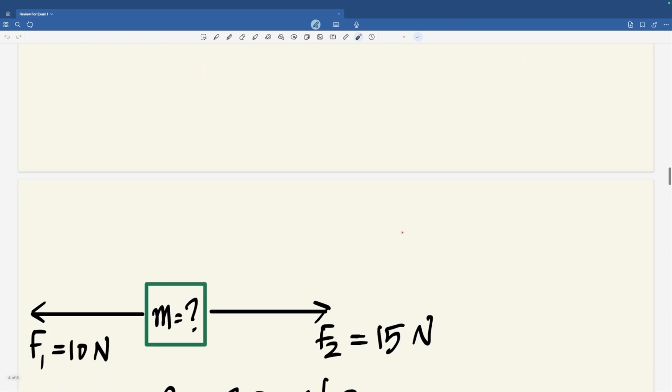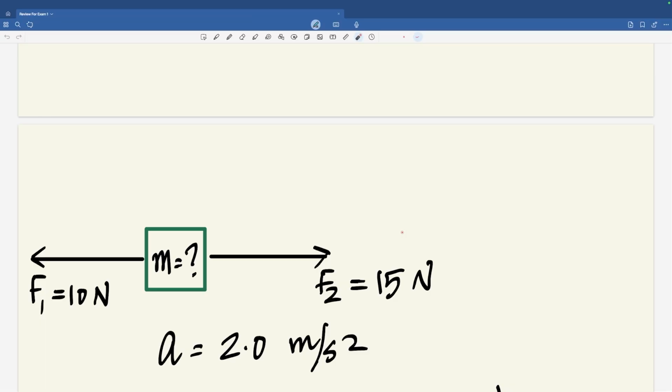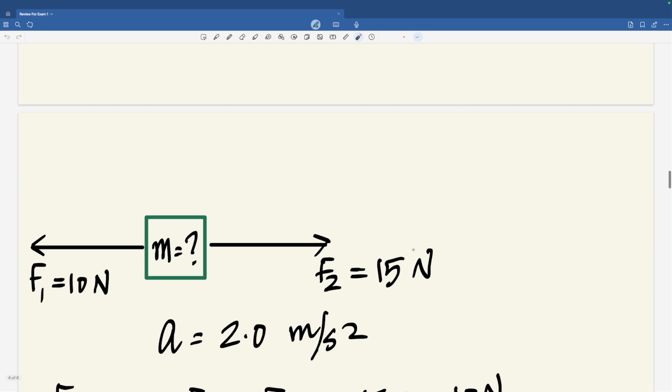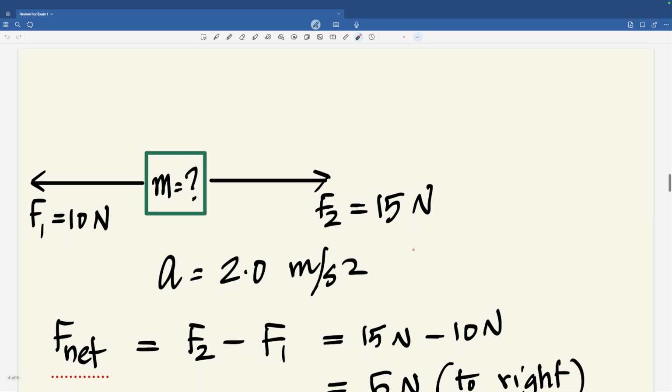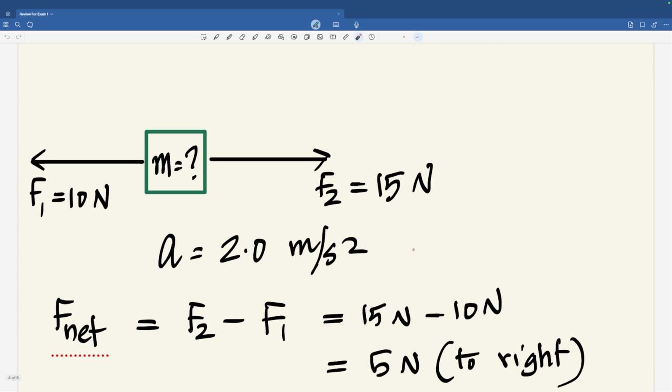Okay, brings us to number 3. In number 3, you have two forces again acting on an object. This time you have to find the mass of the object, but the acceleration is given. Not only that, you see that the forces are not acting at right angles. One is acting to the right, the other is acting to the left. You know, right is positive and left is negative. So when you try to find the net force, what is it? Net force is 15 minus 10. So 5 Newton to the right. That's the net force, 5 Newton to the right.